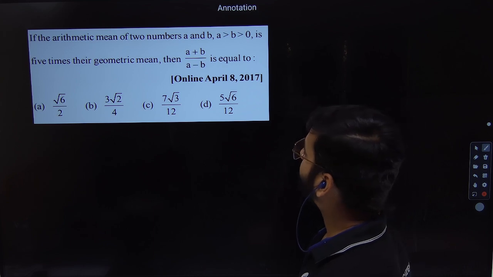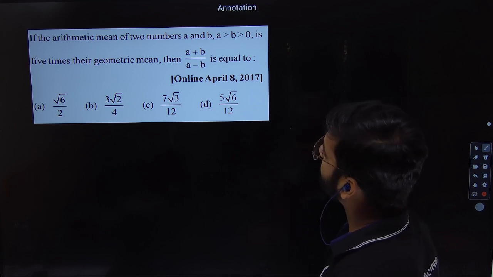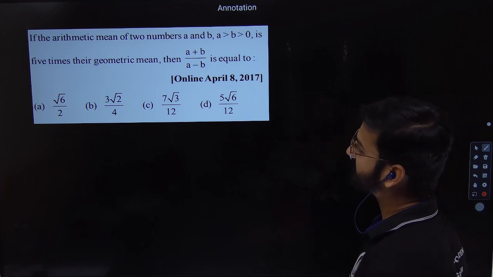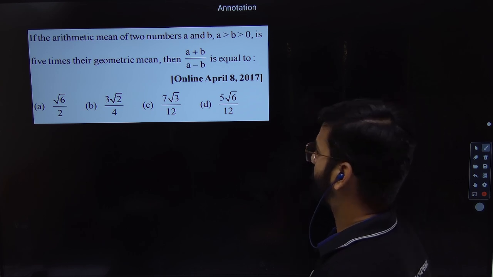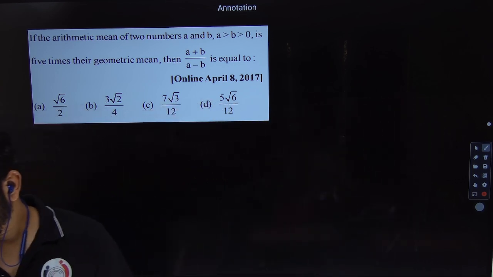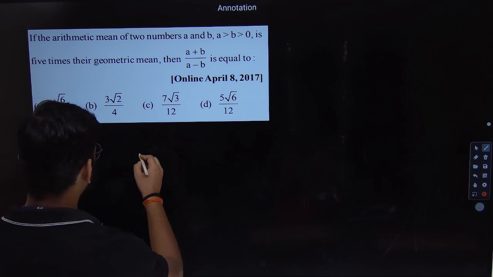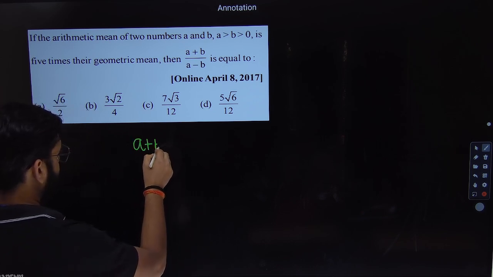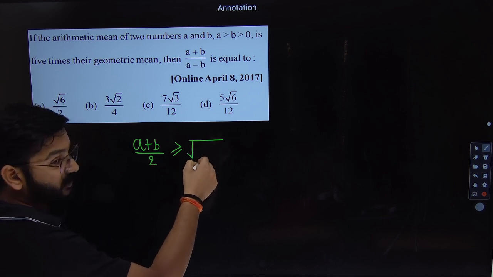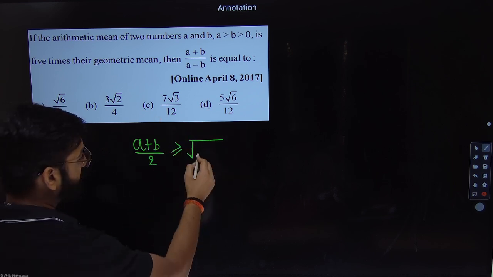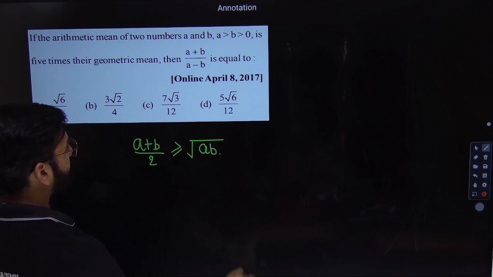So if the arithmetic mean of two numbers A and B, both positive, is 5 times their geometric mean. Arithmetic mean of two numbers means (A plus B) by 2, which is greater than or equal to the geometric mean, (A into B) to the power 1 by 2, or square root of AB. Same thing.